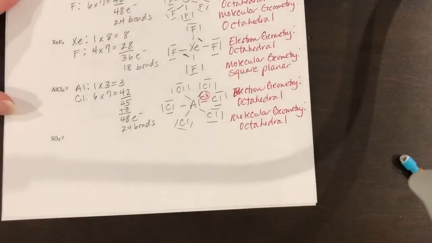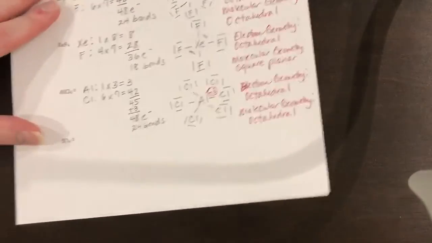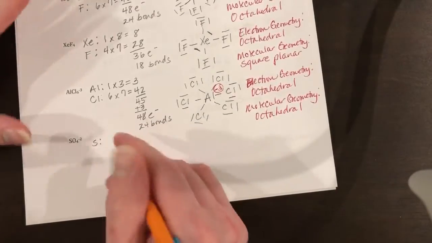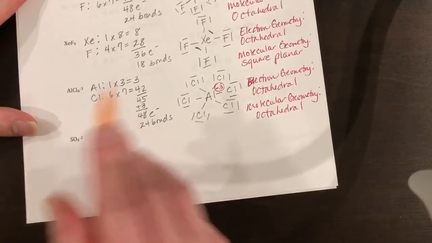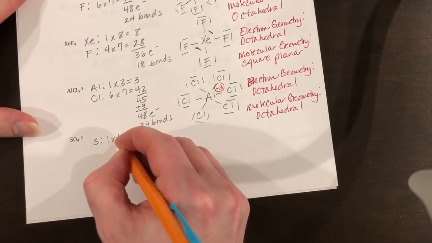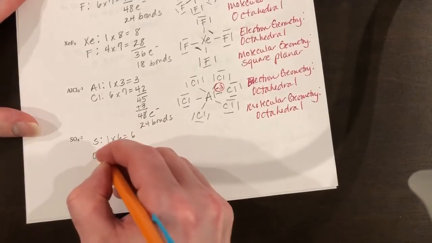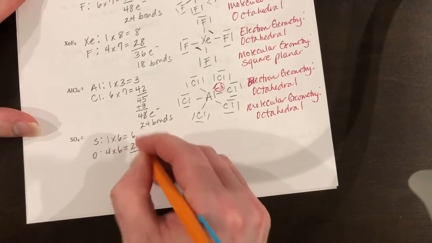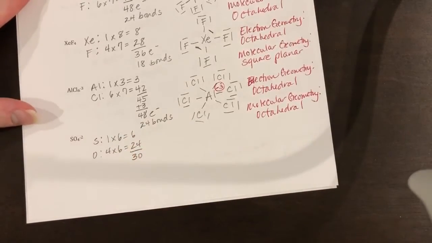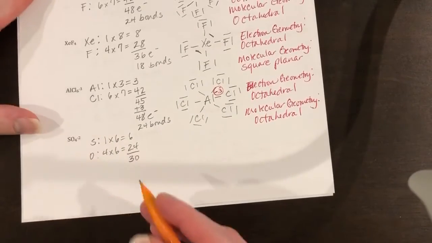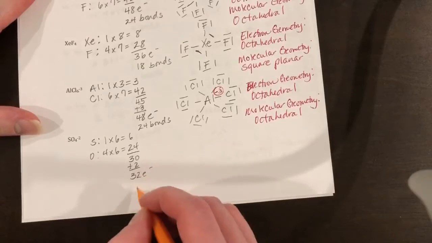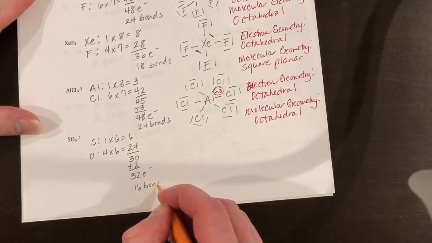Okay, last one we're going to do for the notes. Sulfate ion, okay? So sulfur has, we got 1 sulfur, it's in group 6. Oxygen, you got 4, it's also in group 6, it's 24. That's 30. Now, it has a -2 charge, so we add 2 electrons. So we get 16 bonds.